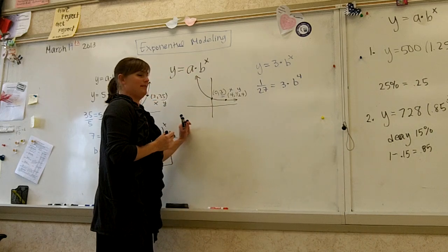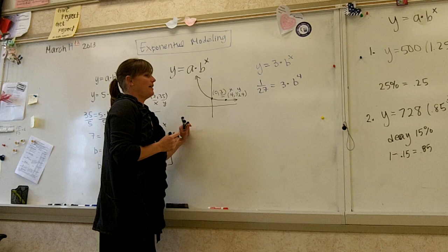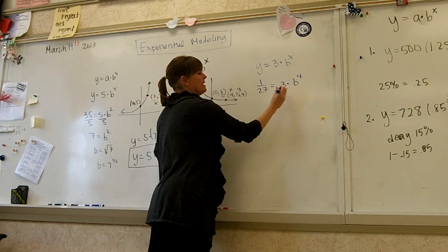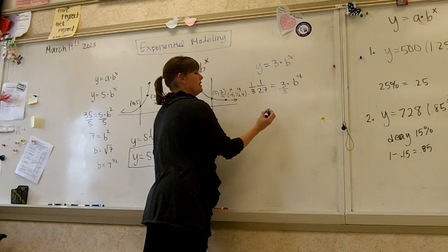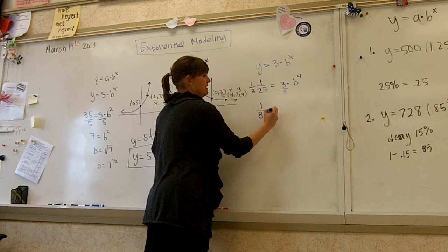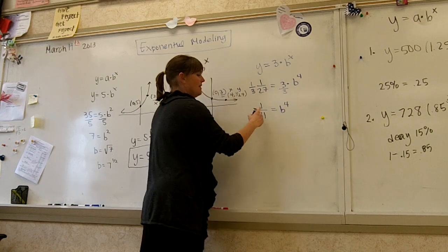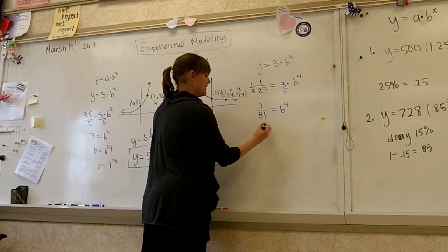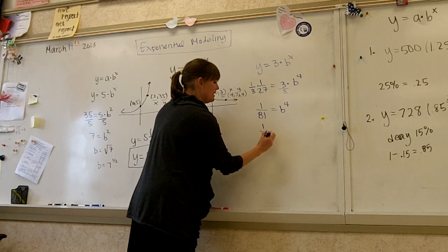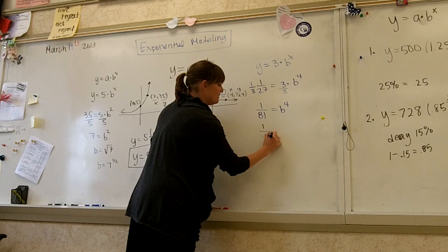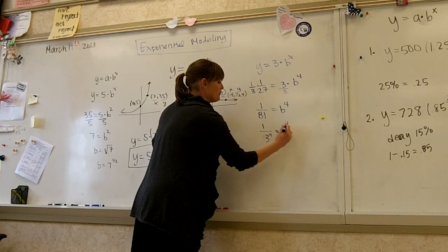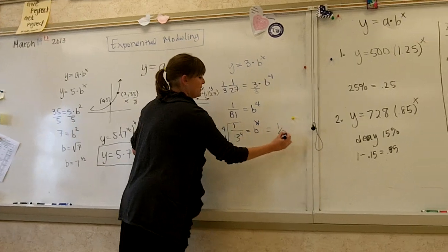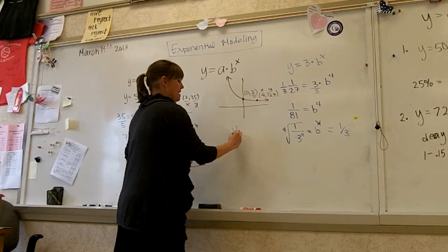How do you guys feel about that? Good? Okay, so now I have to isolate the b, which means I divide by 3. Dividing by 3 is the same thing as multiplying by a third. So I get 1/81 is equal to b to the 4th. And then I have to take the 4th root of this. But I picked out my numbers so perfectly because I know that 81 is really in disguise 3 to the 4th power. So when I take the 4th root of something raised to the 4th power, I just get that b is equal to 1/3.